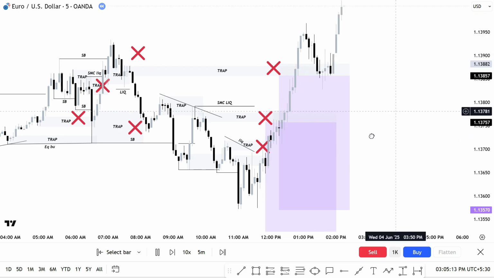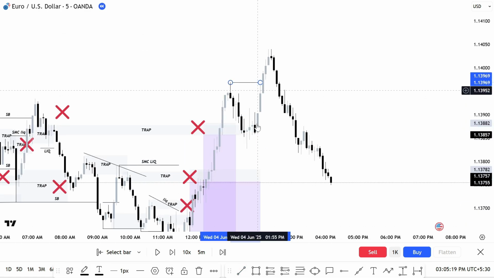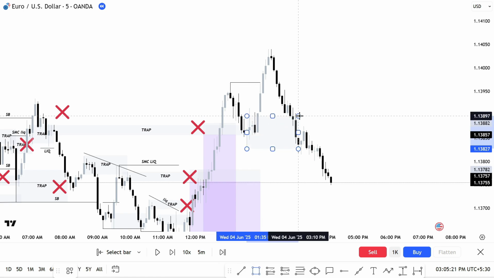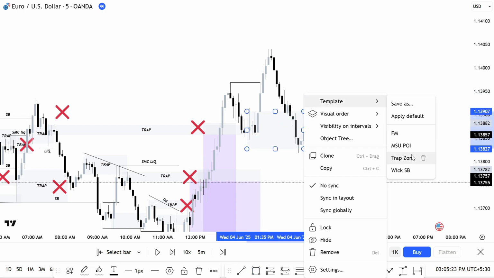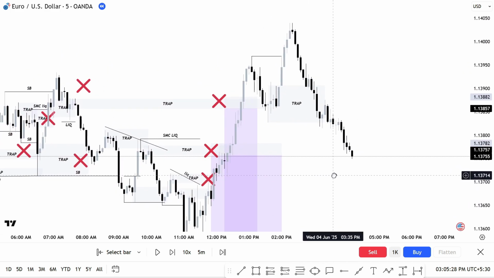Playing the price, you can see clearly that the same thing happens again. Price gave the structure break, price formed the order block area, which is a trap, and didn't respect it. That's how the market is working.